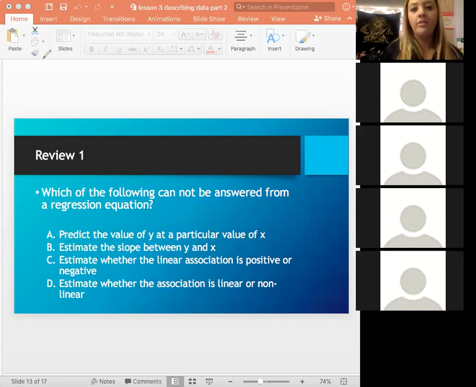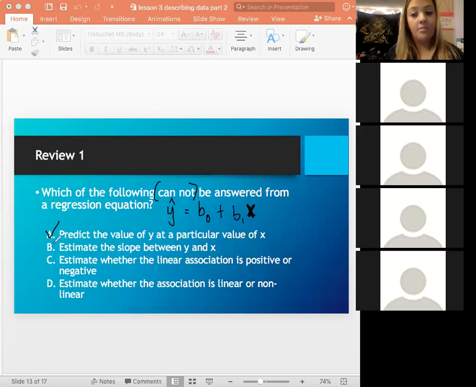Okay, let's go through this. Remember, our regression equation is the one we were trying to find, a simple linear regression: y hat equals our y-intercept plus our slope times the x value. Which of the following cannot be answered? For A, predict the value of y at a particular value of x. We can do that, because all you have to do is plug the value of x in, and then you can find the predicted y.